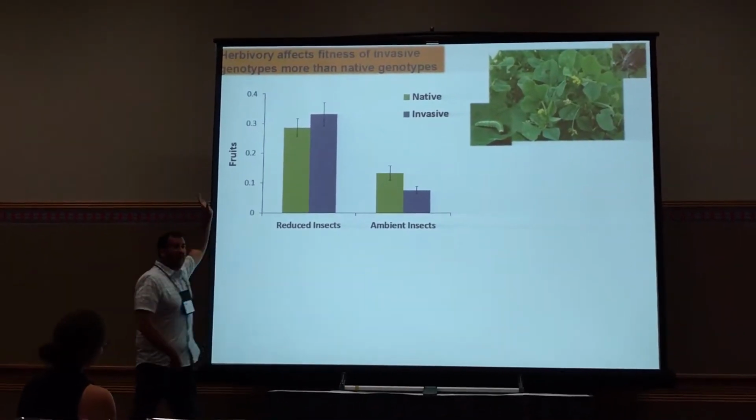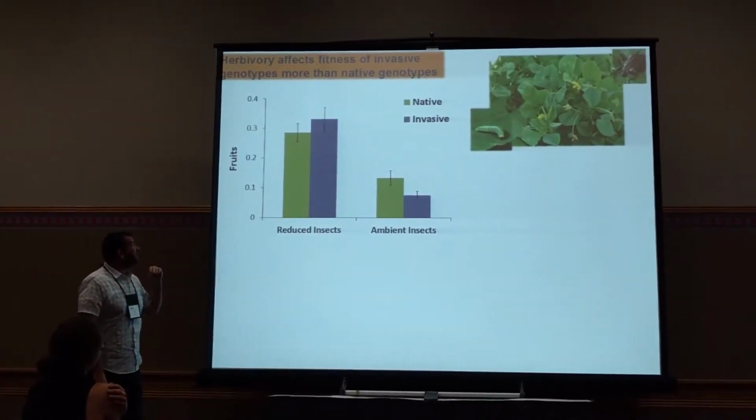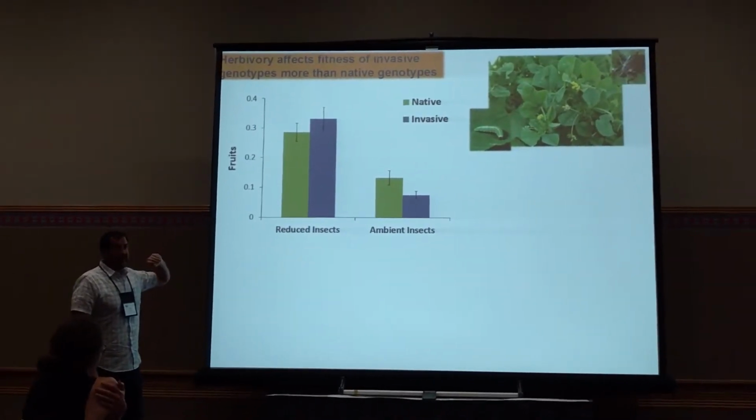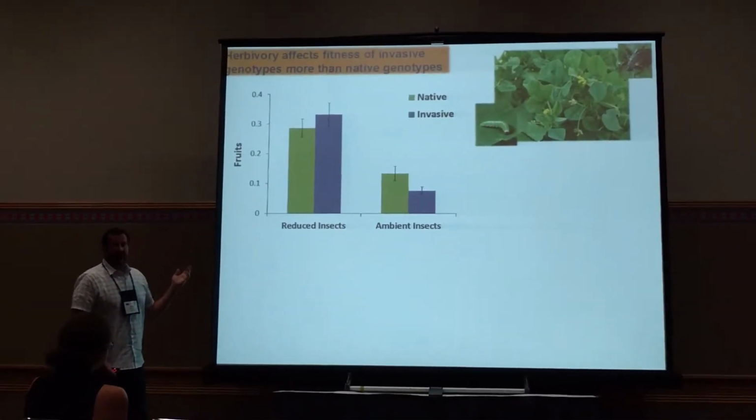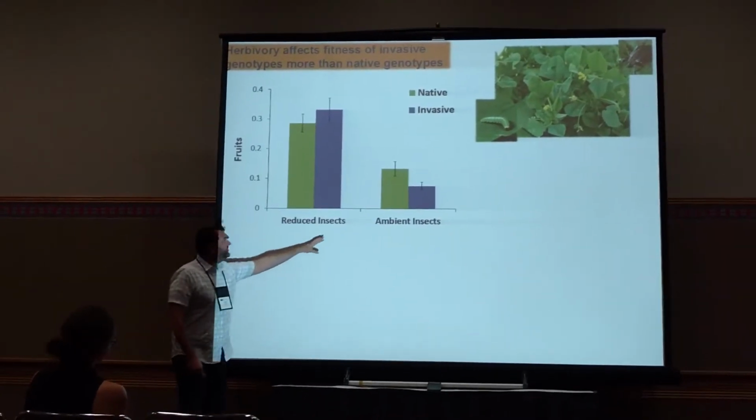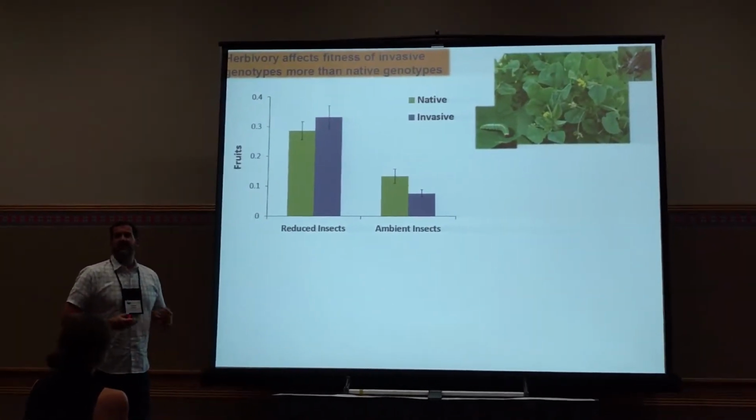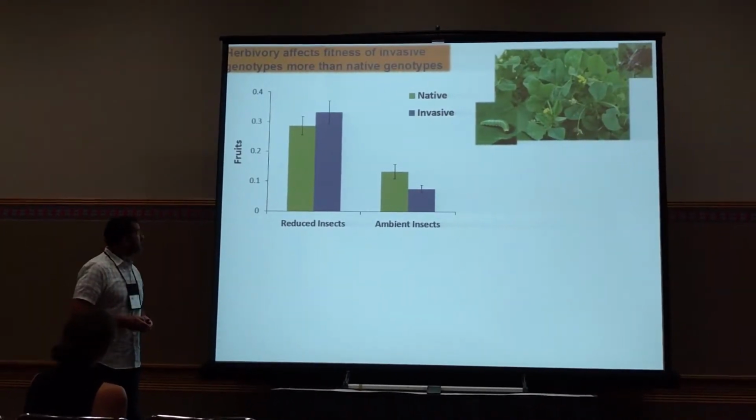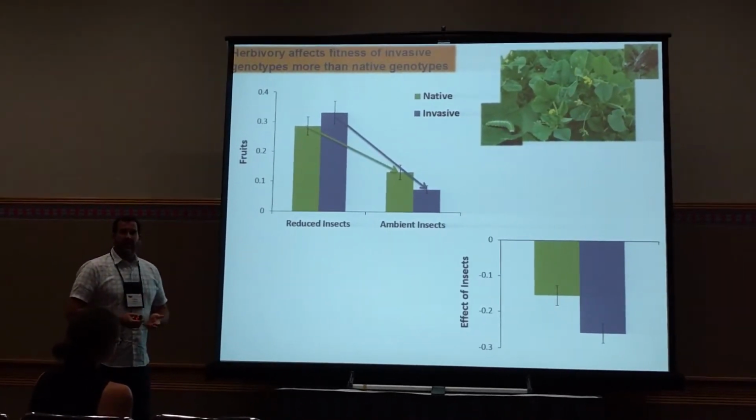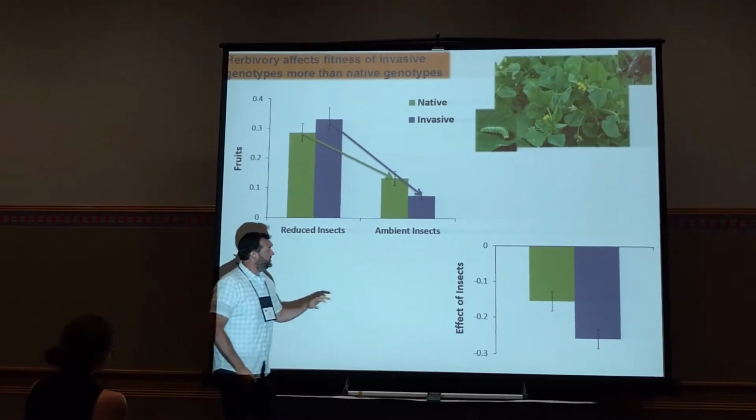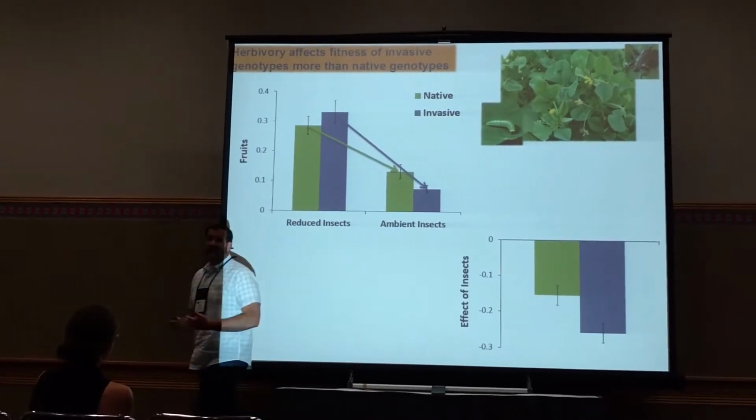So if we look at some estimate of fitness on the y-axis, and we look at the native range genotypes in green, they're affected by insects. So if you have insects in those plots, fitness goes down. But if you look at invasive range genotypes, fitness goes down even further. And so for the rest of the talk, instead of showing you this sort of plot, I'm going to show you this sort of plot, which is just effect sizes.